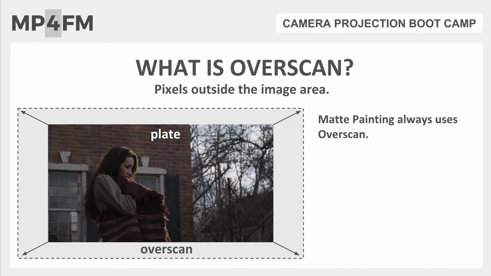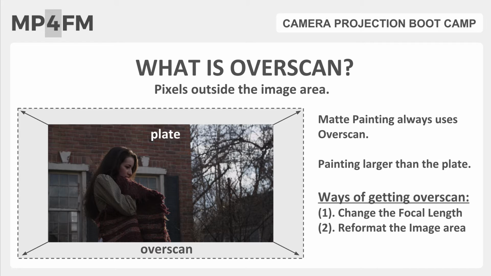Matte painters always use overscan. There are very few instances when a matte painter or an environment artist would not use overscan. And that means that when a matte painting is created, it is larger than the plate. As to why we need overscan in matte paintings, I'm going to be talking about that a little bit later in the video. But you should know from the very beginning that there are two primary methods for getting overscan.